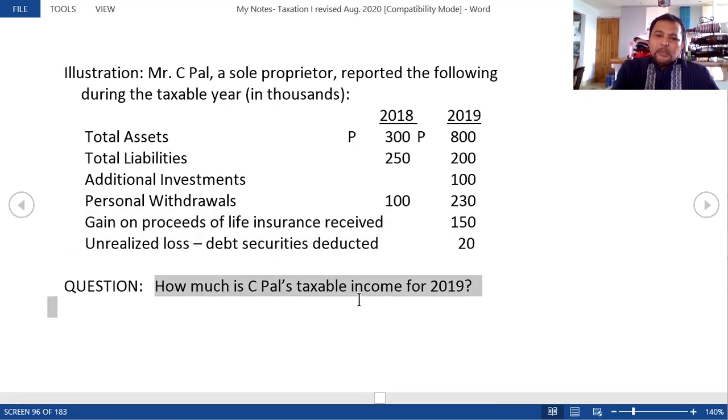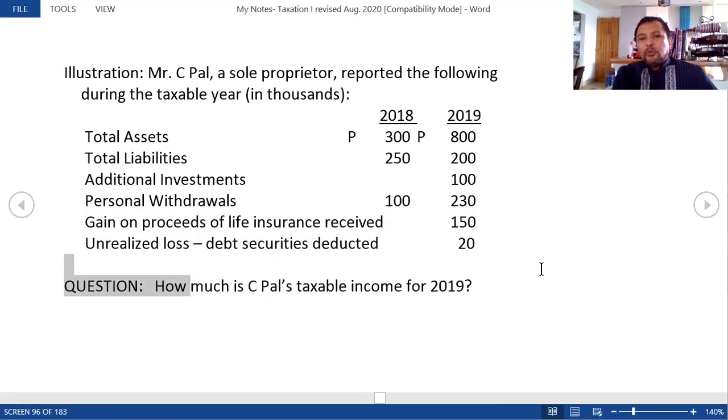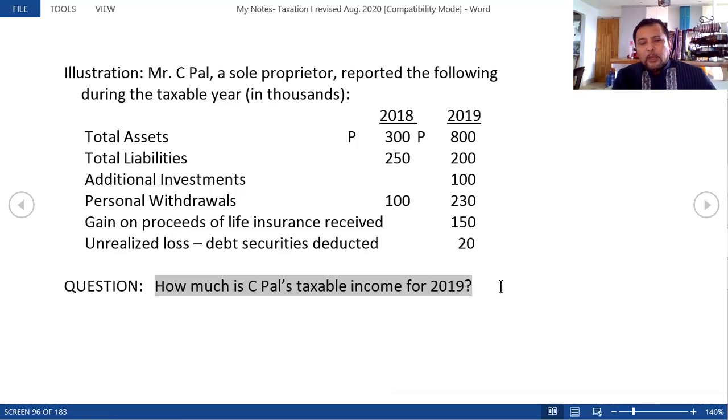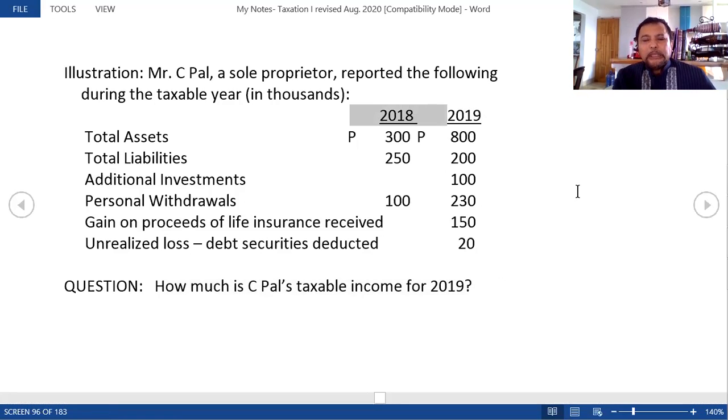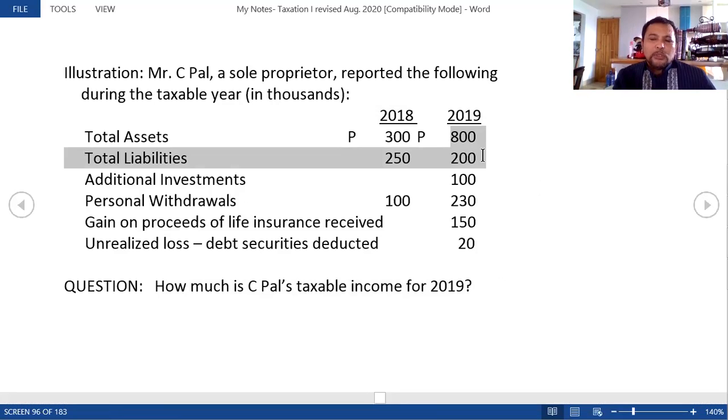So question, how much is C. Powell's taxable income for 2019 using the net worth formula? Do you know how to compute that? Okay. Of course, how much is the net worth of Mr. C. Powell, his ending balance? So the ending balance is 2019 and the beginning balance is 2018. So his net worth in 2019 ending balance is 800,000 minus 200,000 pesos, so 600,000 pesos. Net worth is assets minus liabilities, which gives you 600,000 pesos.